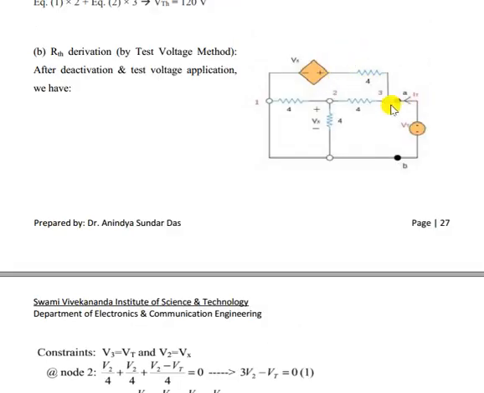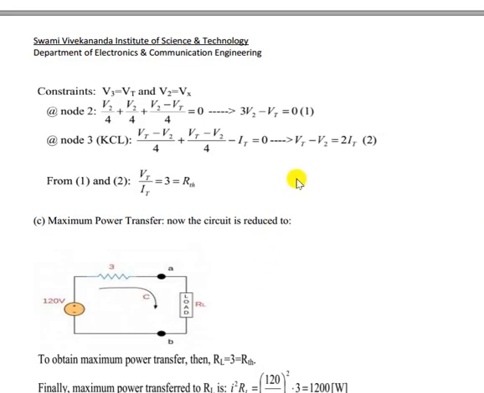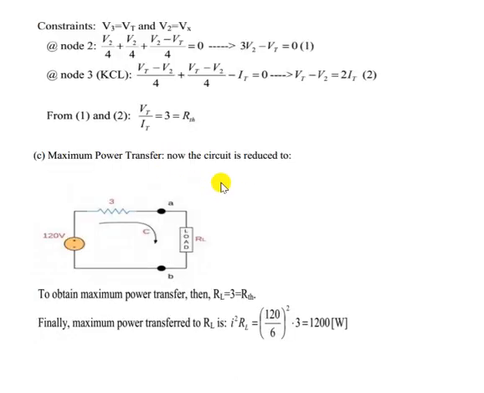Now KCL at node 3, that is Vt minus V2 divided by 4. Why? Because Vx equal to V2 again. Okay, and there is a current entering, so that will be equal to minus It. Here leaving current is positive, so entering is negative, minus It. So you will get this equation, and if you find out Vt by It, you will get the Rth value, that is equal to 3.